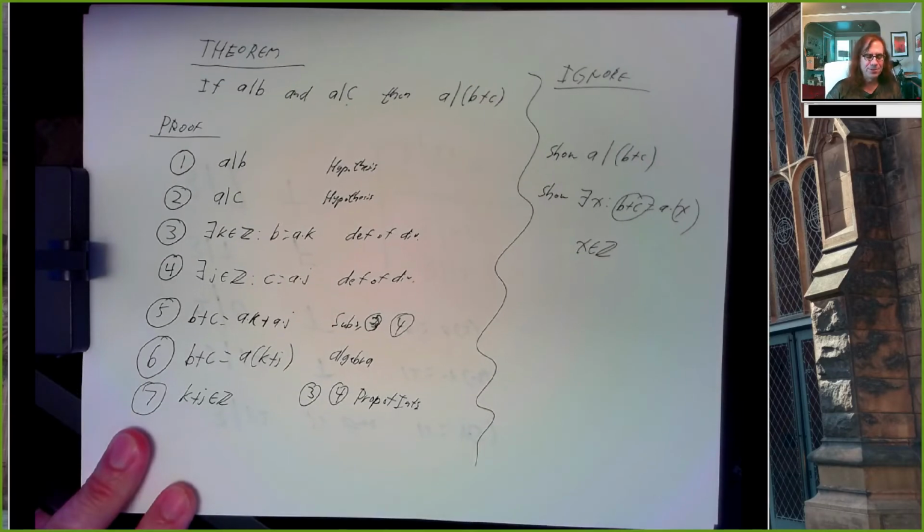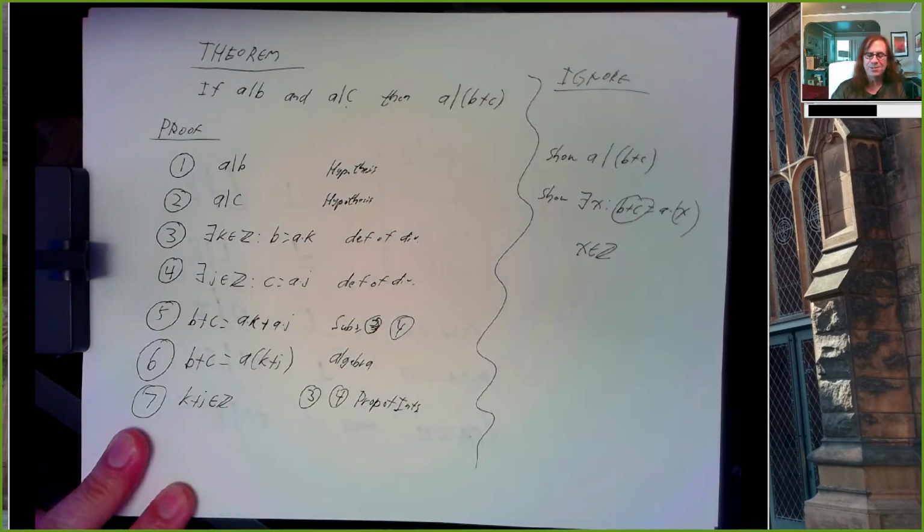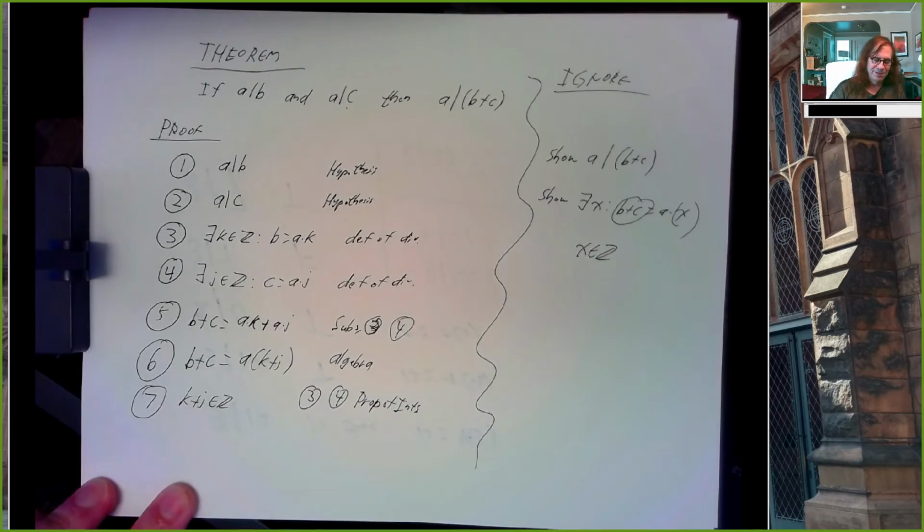Don't try to write a proof where you just say, step 1, step 2, step 3, A divides B plus C, that's properties of integers. You got to do more work than that. But adding 2 integers gives you an integer, you can take that as a given.